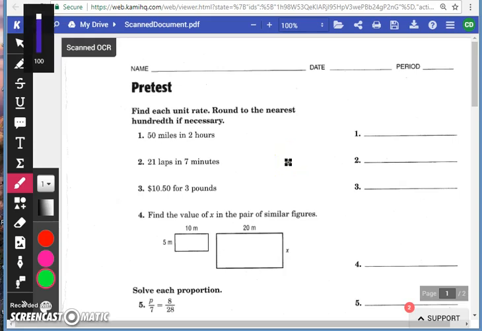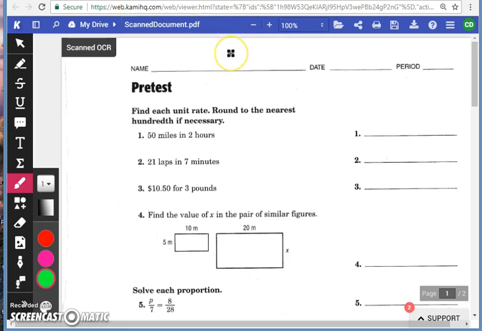Hey, so today what I'll be doing is sharing with you a few strategies to help you with the solving of ratios, rates, and proportions. All right, so right off the bat, let's take a look at question number one.